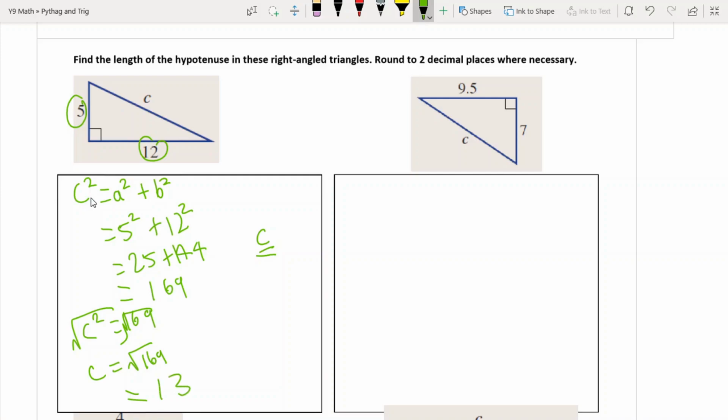All right, I'll do one more with you before you have a go at them yourselves. Once again, C squared equals A squared plus B squared. So I substitute the values in once again. That gives us 9.5 squared plus 7 squared. It doesn't really matter which one is A or B here because it's an addition.